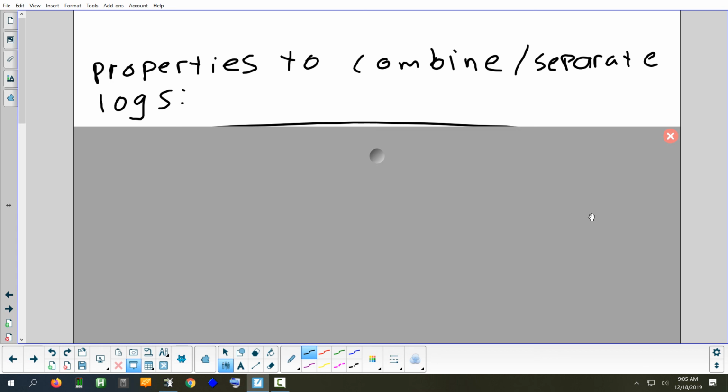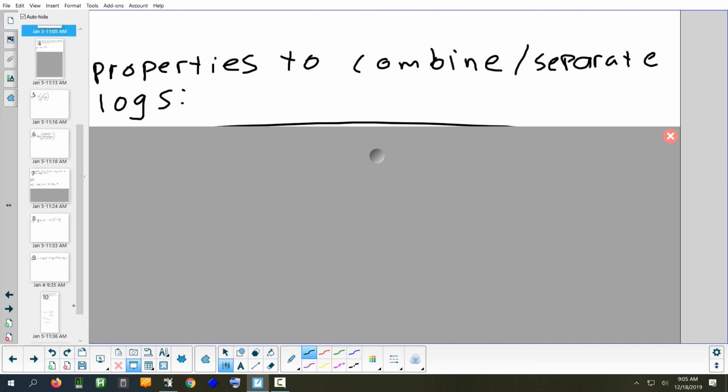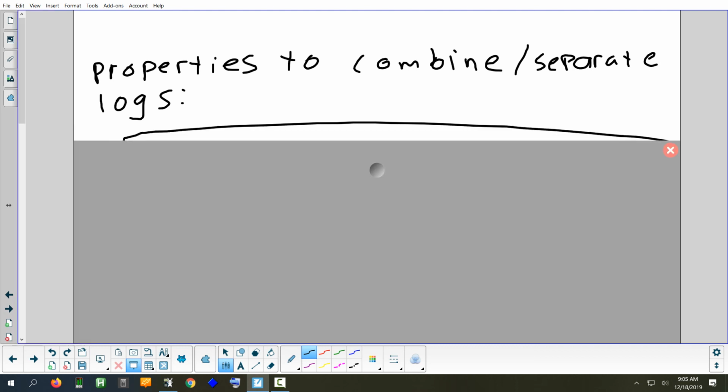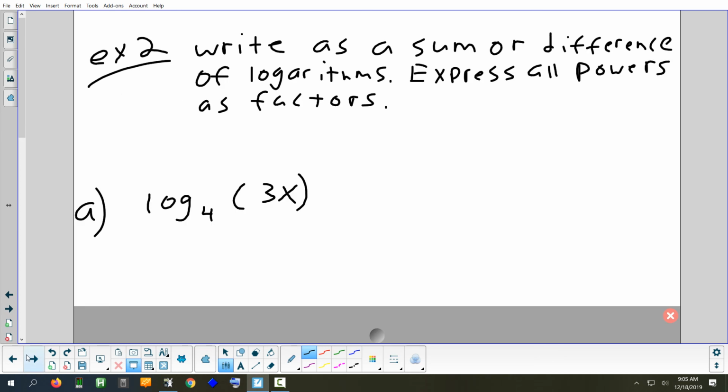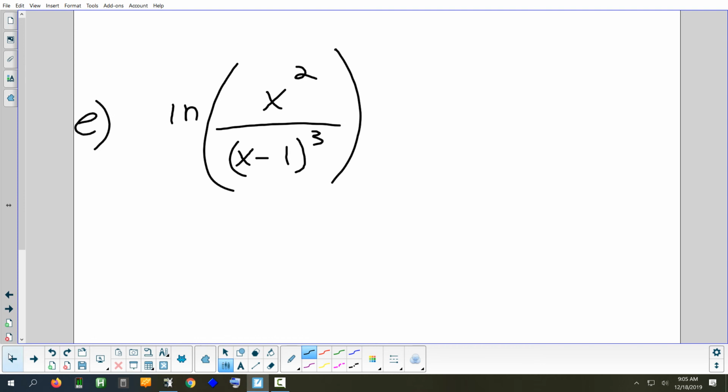All right. So next thing we're going to look at is some properties we can use to combine and separate logs. Okay? And there's three properties. So, like if you had something like that, that's one that's been combined that we can split. Here's one that's been split that we can combine. Okay, so we'll practice doing it each way.